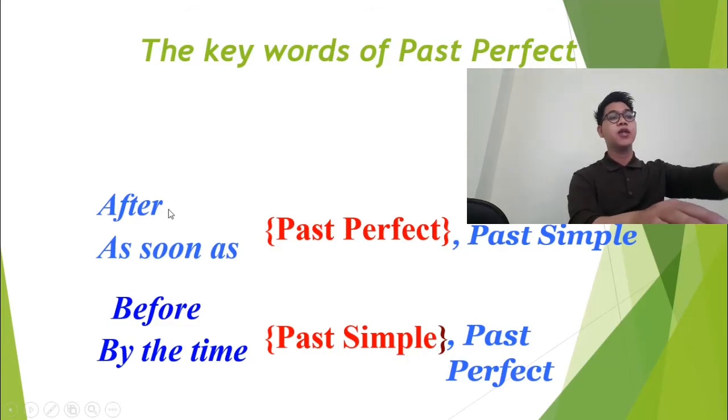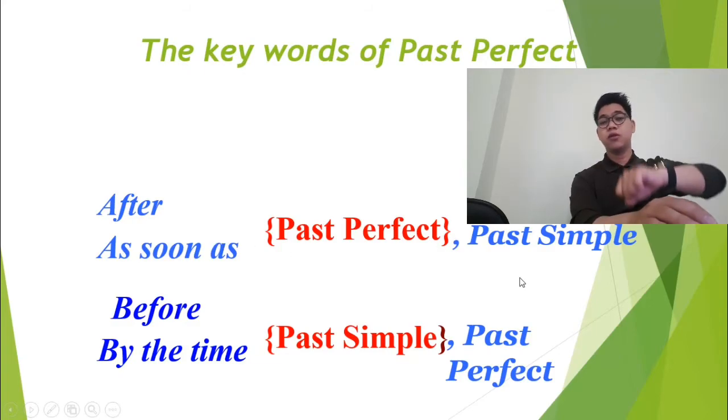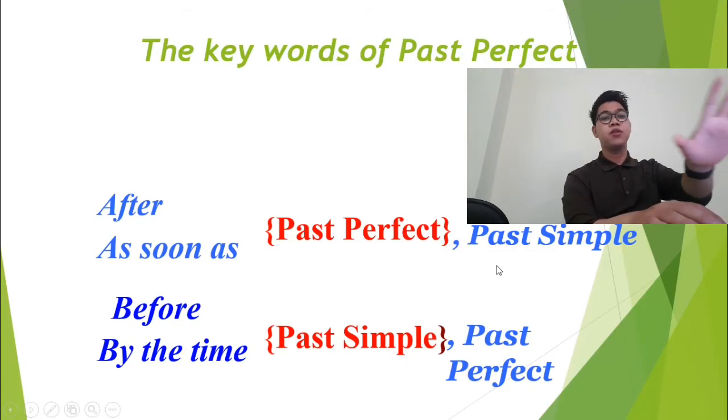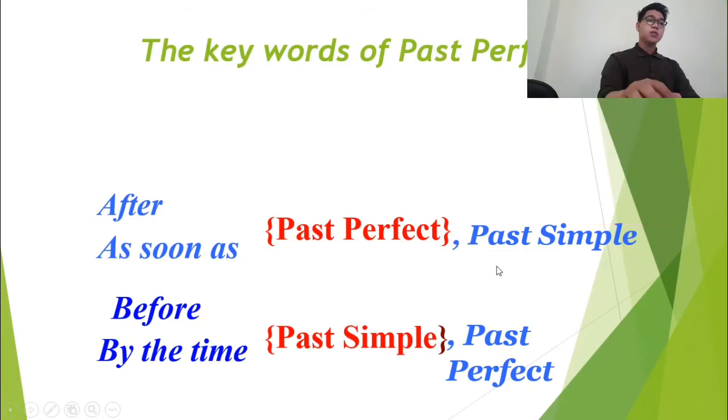If you see after and as soon as at the front of the sentence, it is followed by the past perfect, and then you put a comma, and then you put the past simple.